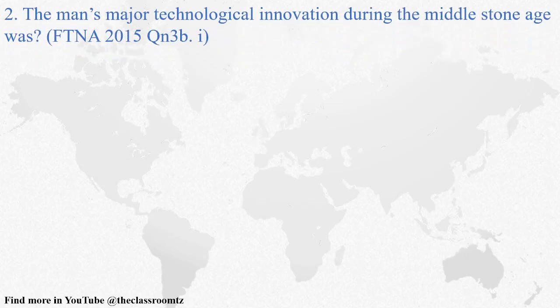Question number 2 of today is, the man's major technological innovation during the Middle Stone Age. Remember, we have those Stone Ages: Early Stone Age, Middle Stone Age, and the Late Stone Age. So today the question is just in Middle Stone Age. What man discovered in Middle Stone Age? All of us were aware about what man did. It was the discovering of fire. Man discovered fire during Middle Stone Age.